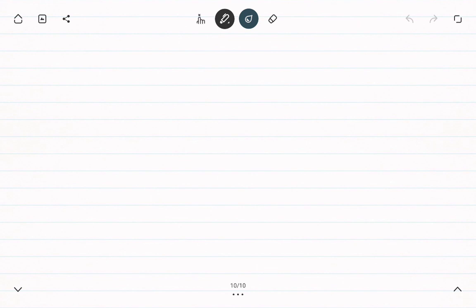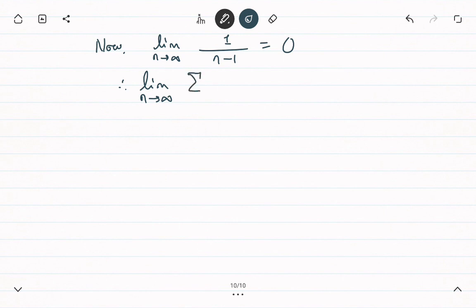So now if I write that, limit of n approaches infinity of 1 by n minus 1 is equal to 0, and therefore this limit as n approaches infinity of summation m equals n plus 1 up to infinity of n factorial by m factorial equals 0, right? Now we'll do the second property.